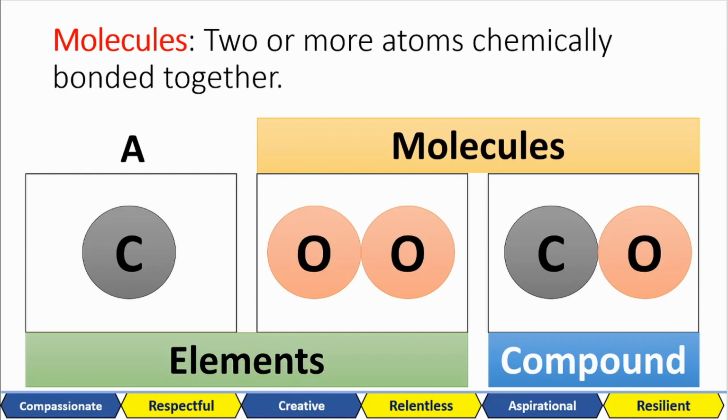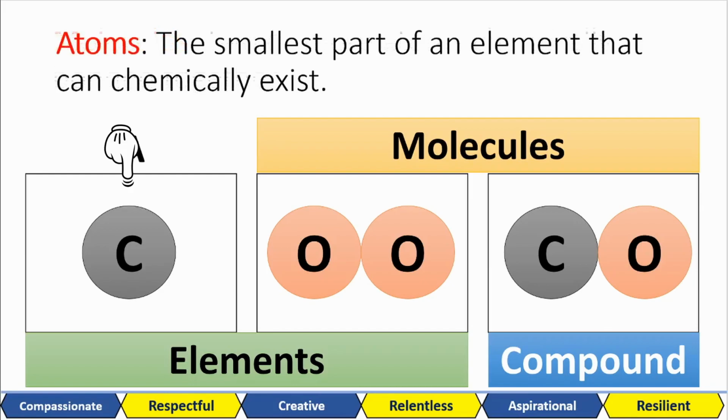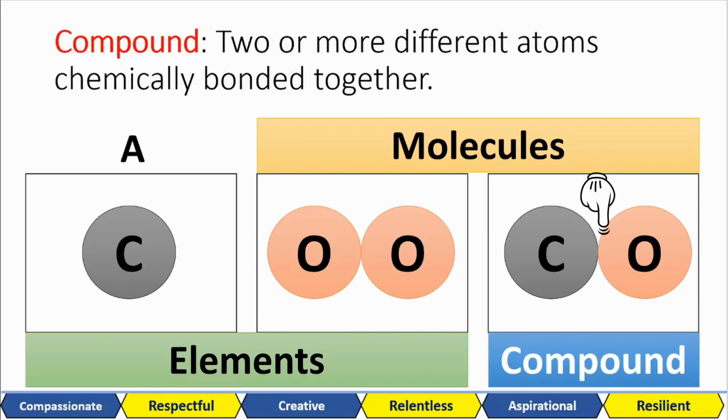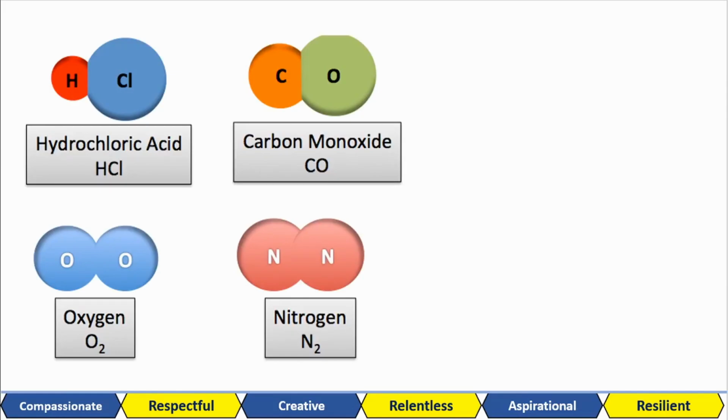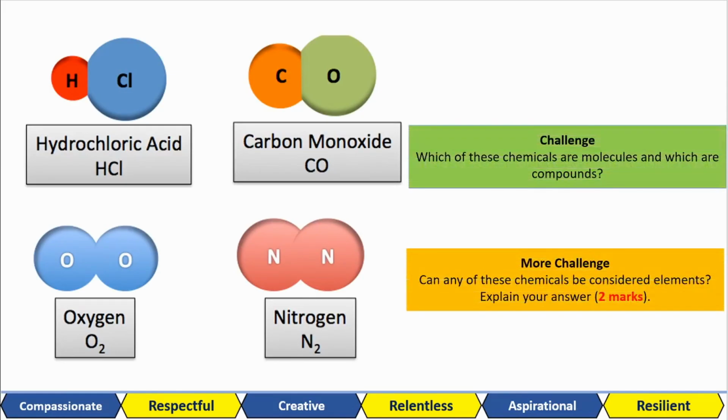A quick summary of all of that. Atoms are the smallest part of an element that can chemically exist. Compounds are two or more different atoms chemically bonded together. And molecules are just two or more atoms chemically bonded together. So all compounds are molecules, but not all molecules are compounds. Okay, before we move on now, have a go at these challenge questions.